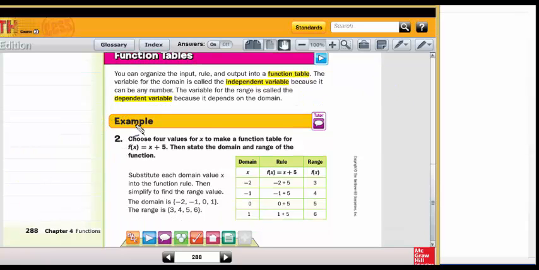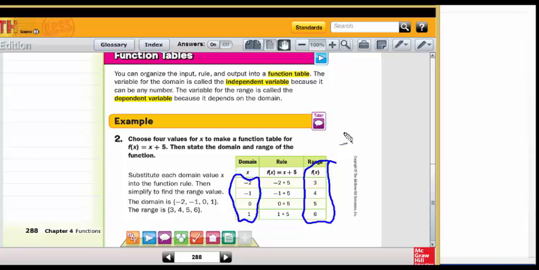Now let's take a look at example number 2. It says to choose 4 values for x to make a function table for f of x equals x plus 5. So we're going to have a domain, we're going to mark that x, and we're going to come up with some inputs. In this case, they use -2, -1, 0, and 1. And then we're going to have a rule. The rule is f of x equals x plus 5. And then we're going to calculate the output, which is f of x.